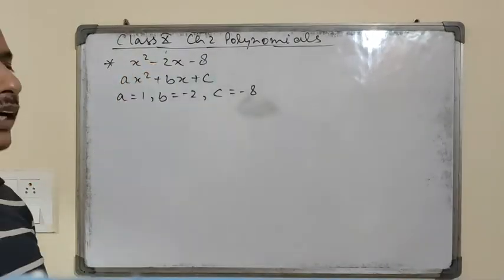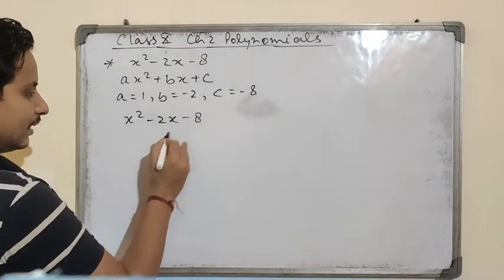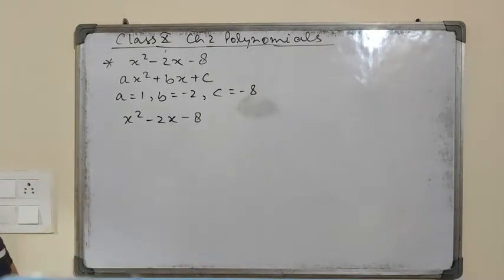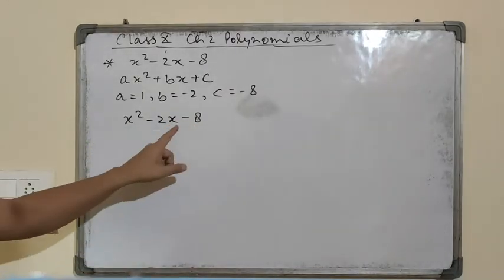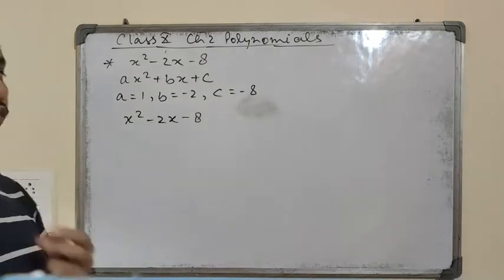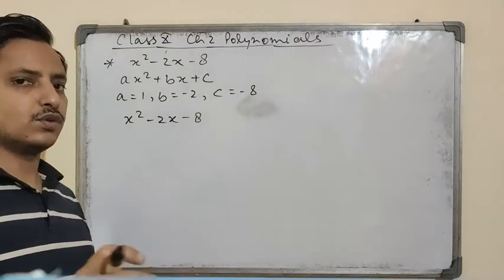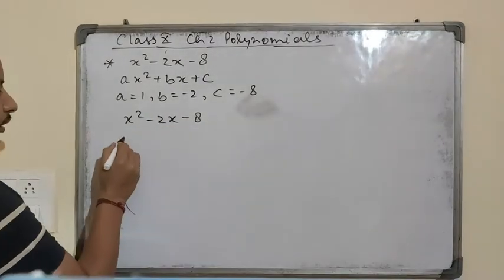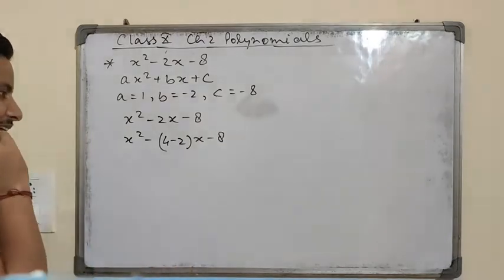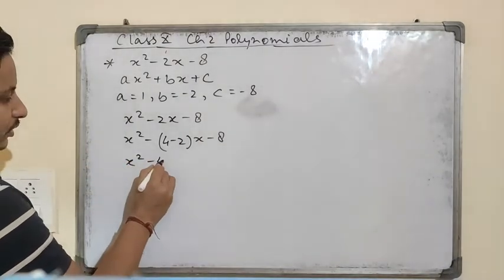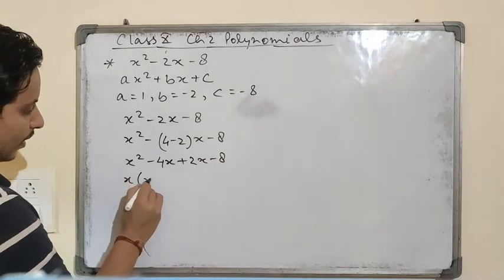अब हमें zeros find करना है x square minus 2x minus 8 का. So x square minus 2x minus 8. Then we have to split the middle term. 8 के ऐसे factors, such factors of 8 whose difference should be 2. So 4 and 2, 4 times 2 is 8, 4 minus 2 equal to 2. So we have x square minus 4x plus 2x minus 8, and x is common, x minus 4.